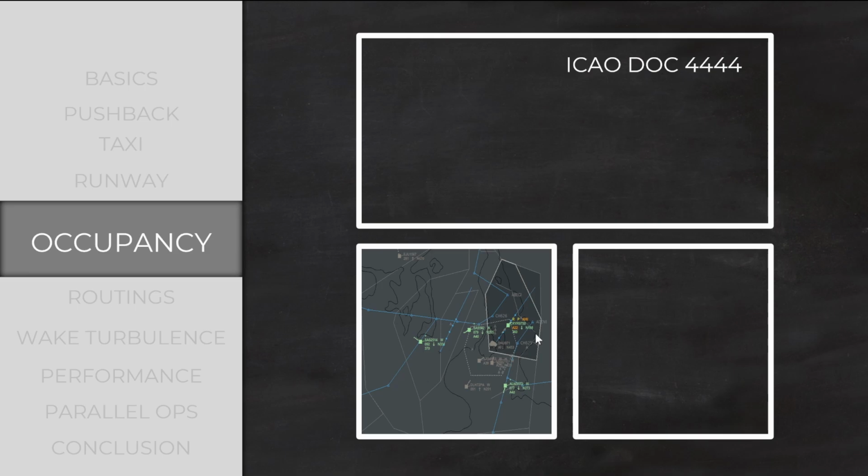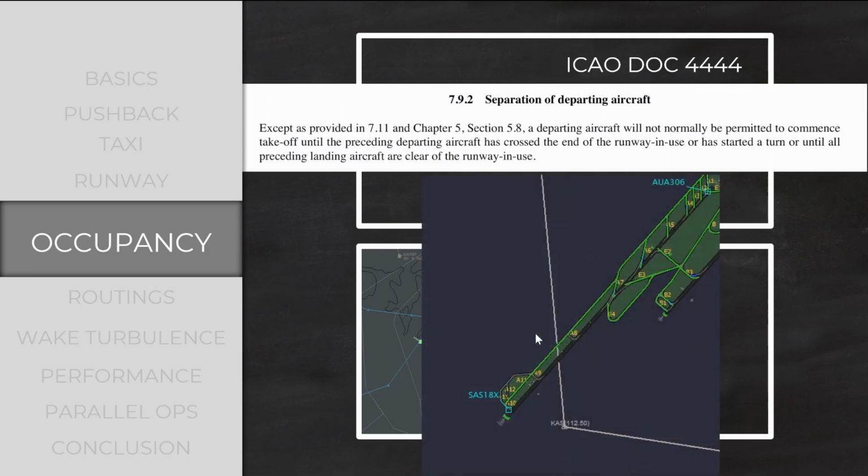You more specifically provide separation as per ICAO Doc 4444, which has a lot of complex rules, and I'll try to break them down for you the best I can. To set matters straight, there is a baseline for how much separation 2 departures need. Point 792 is stating a departing aircraft will normally not be permitted to commence takeoff until the preceding departing aircraft has crossed the end of the runway in use or has started a turn, or until all preceding landing aircraft are clear of the runway in use.